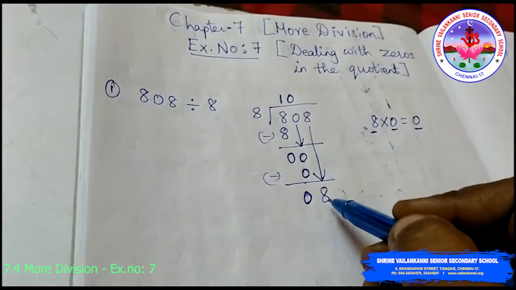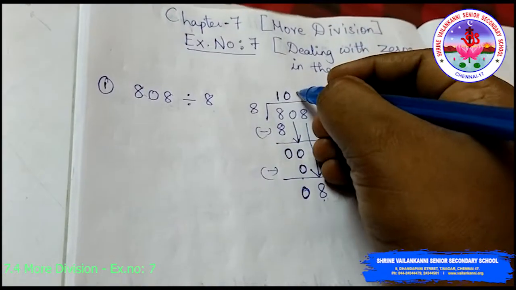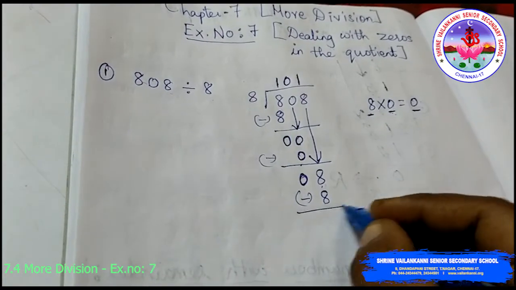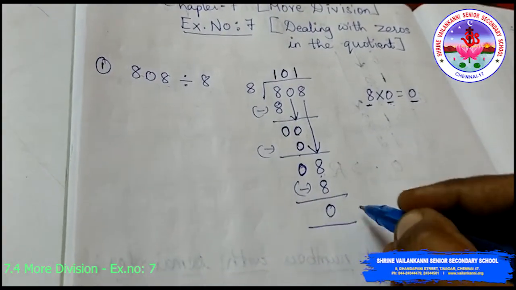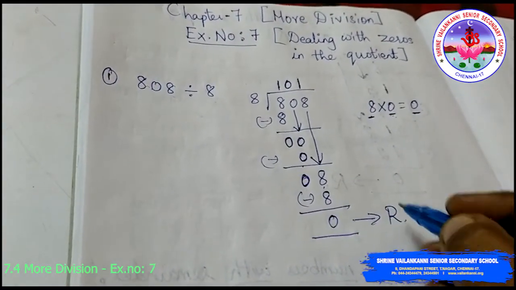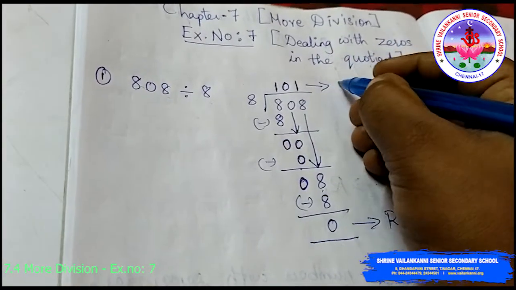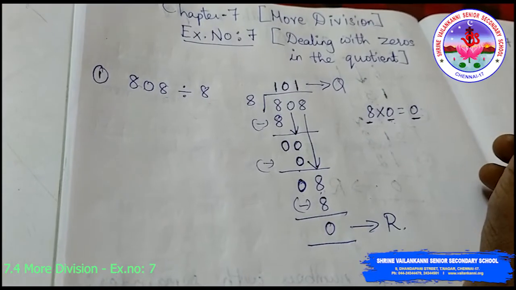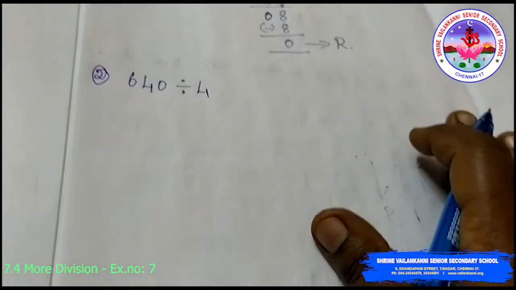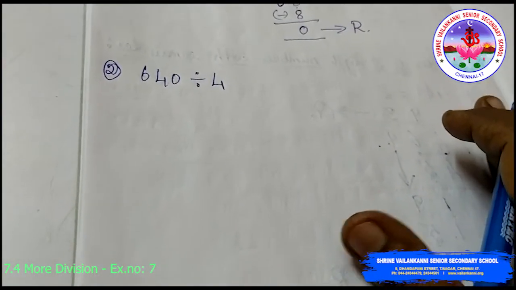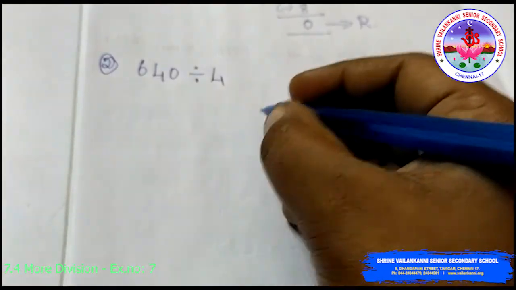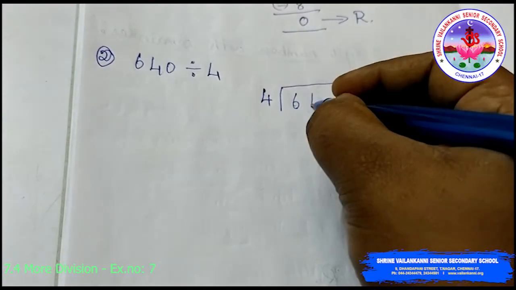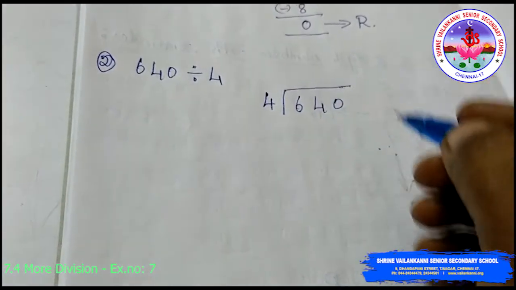Now how many times will 8 come in the 8 table? One time. Now subtract: 0. So your remainder is 0 and your quotient is 101. Okay, so we'll see one more sum: 640 divided by 4. 4 as the divisor, 640 the dividend.